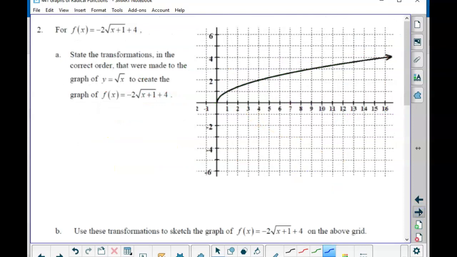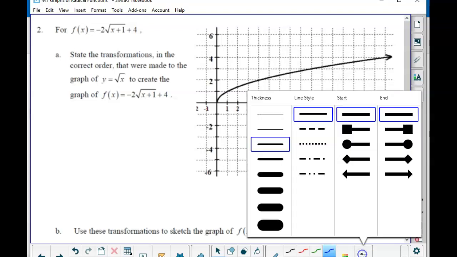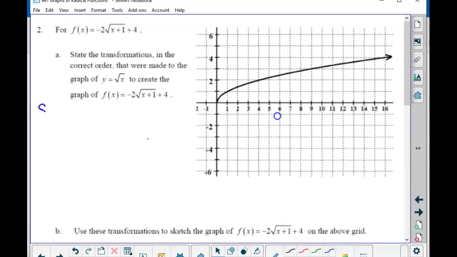So that's graphing. Now we're going to put it all together. So there's f of x: -2 square root of x plus 1, plus 4. State the transformations in the correct order, and then we're going to graph it. So always remember stretches, reflections, and then translations. If you don't put them in that order, you're not going to get full marks. Even if it doesn't matter, like a vertical stretch and a reflection, it's not going to change your graph, but I still want it in the correct order because next year it will matter for a lot of functions.